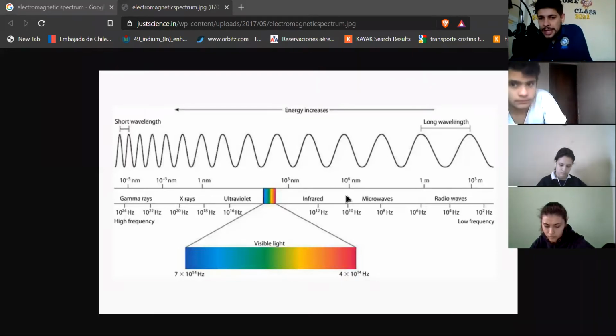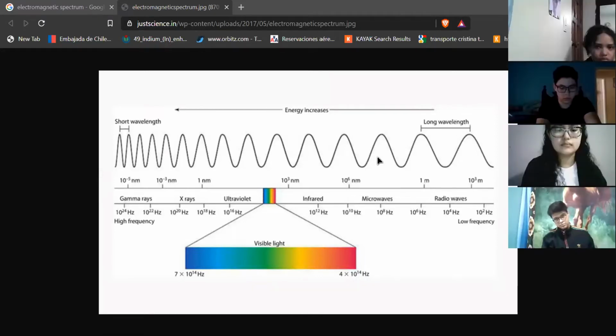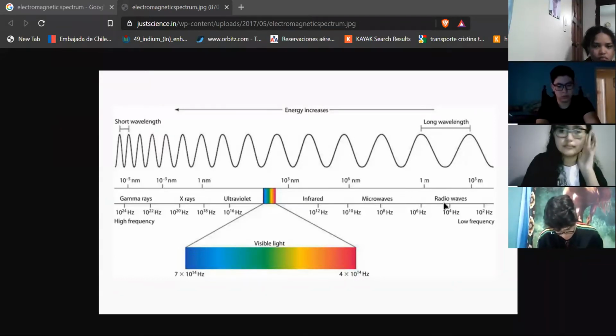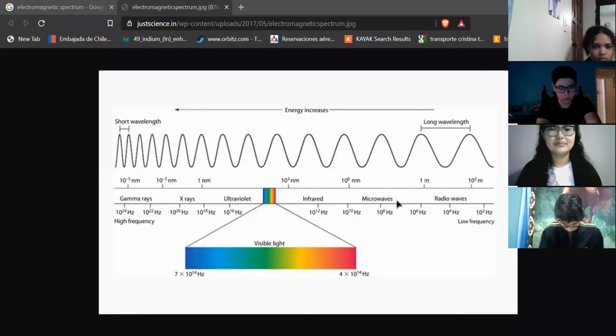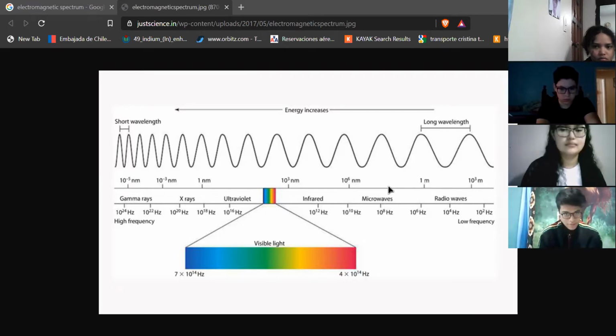Now let's look, what is shorter as we decrease wavelength? Let's see, Valeria, as we decrease wavelength, what comes next after radio waves that has a shorter wavelength? Microwaves. Microwaves are the ones in the device used to cook, right, the microwave.